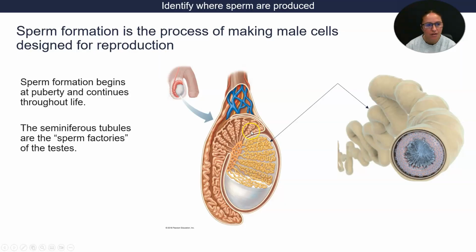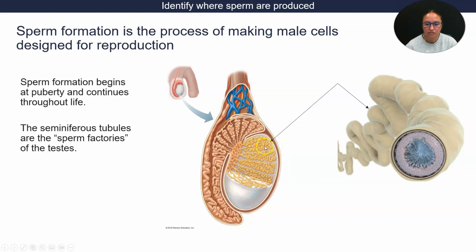Here we go. All right, so now we're going to look at how sperm is formed. As you know, making sperm begins at puberty and continues throughout the adult male's life. And where does it all happen? Well, sperm making happens in little structures called seminiferous tubules. Here they are, the little yellow ones, and they are in the testes.